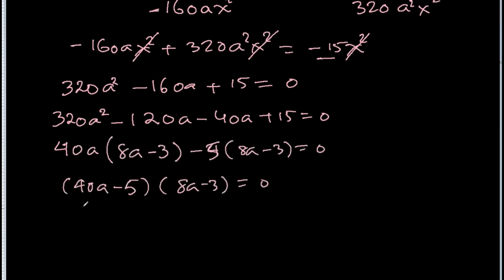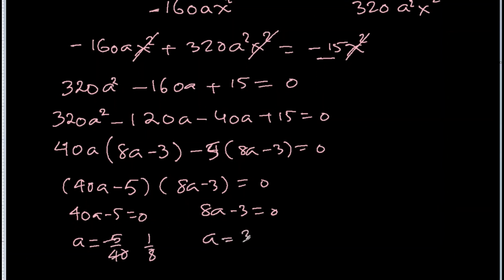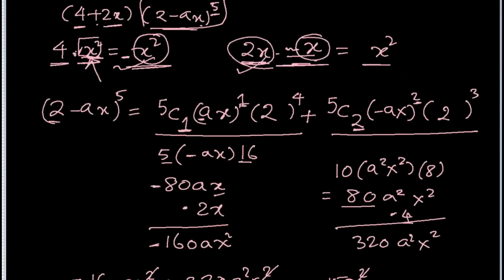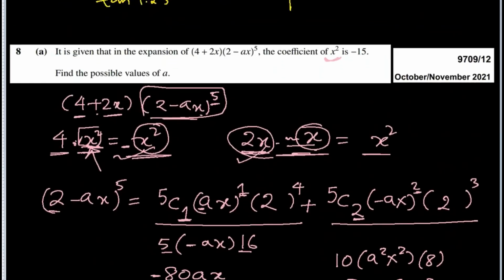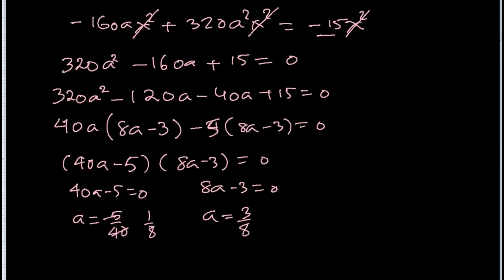So the true answer I'm getting is 40a minus 5 equal to 0, 8a minus 3 equal to 0. This gives me a equal to 5 over 40, which is 1 over 8. And here it will be a equal to 3 over 8. These are the two possible values. Let's see what the question is. Find the possible values. So yeah, there are two values, 1/8 and 3/8.